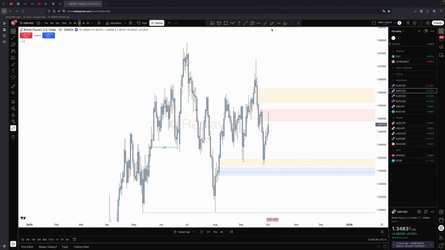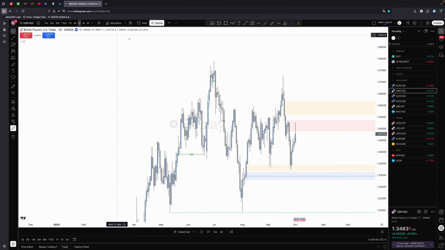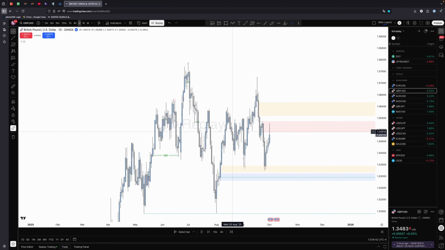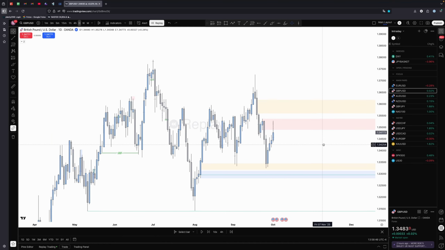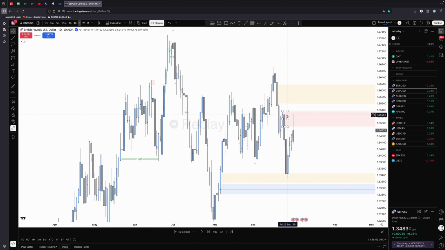Hey guys, so last Wednesday I took a nice day trade on GU and we're gonna start on the high time frame as always. So as you can see, we are on the daily chart here on GBP USD, and we see that the market is in a nice supply level on the daily time frame.